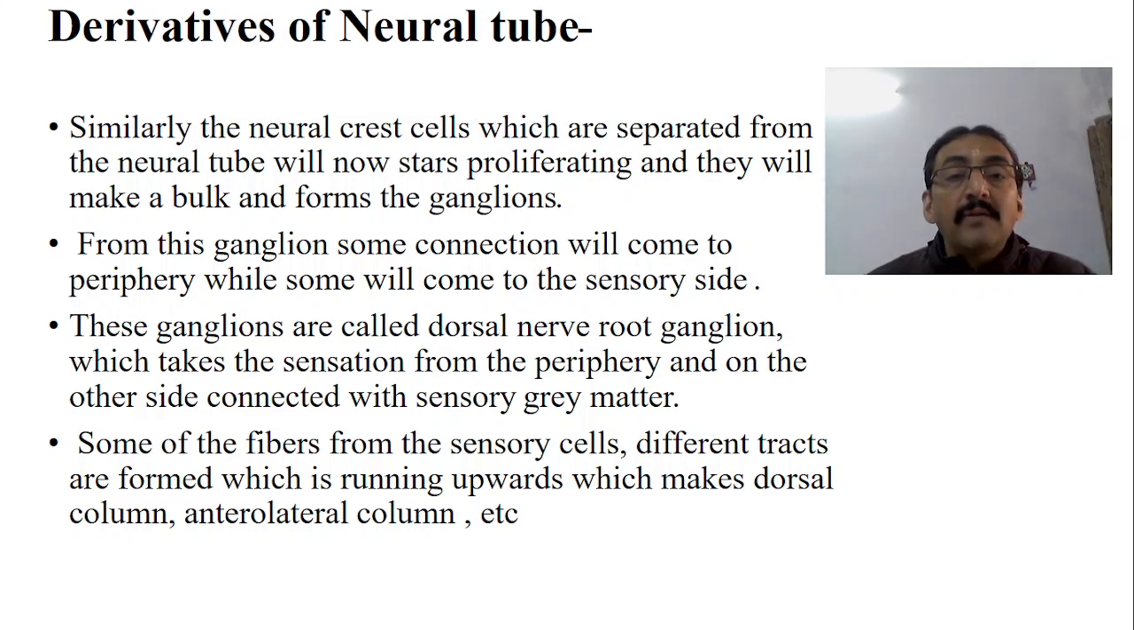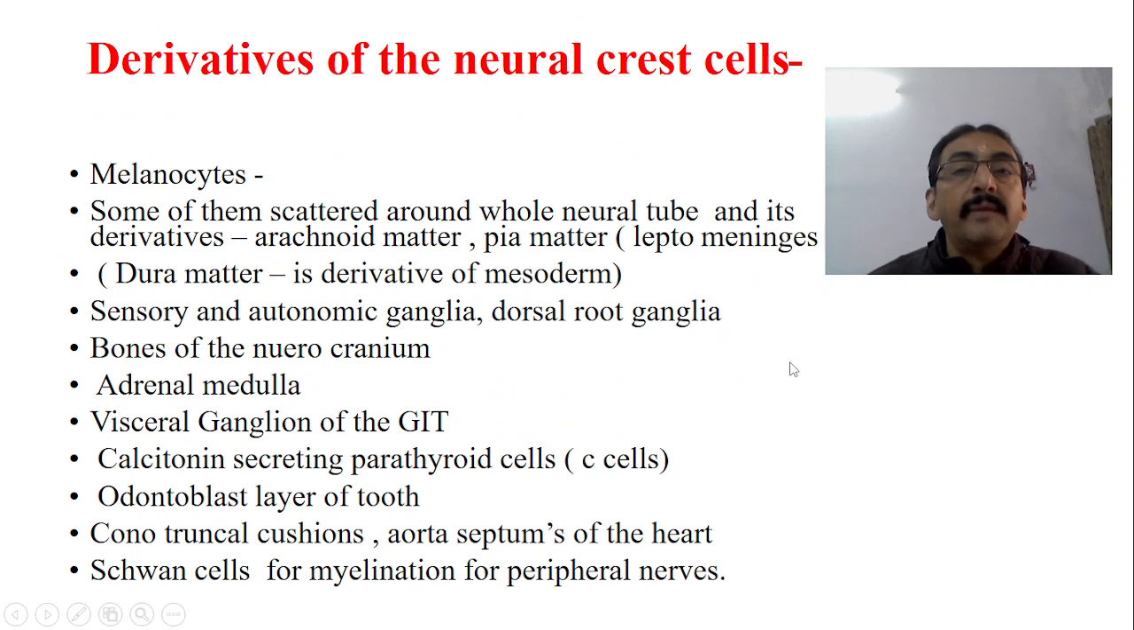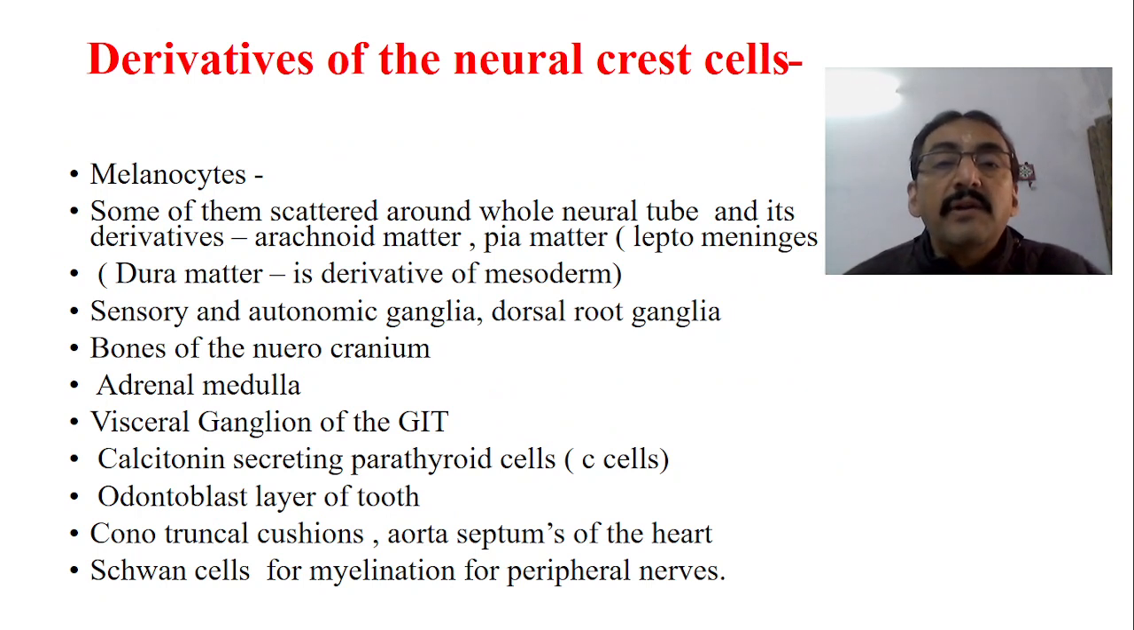From this ganglion, some connections will come to the periphery, while some will go to the sensory side. These ganglia are called dorsal nerve root ganglia, which take the sensation from the periphery and on the other side are connected with the sensory gray matter. From some of the fibers of the sensory cells, different tracts are formed, which run upwards and make the dorsal column, anterolateral column, etc.